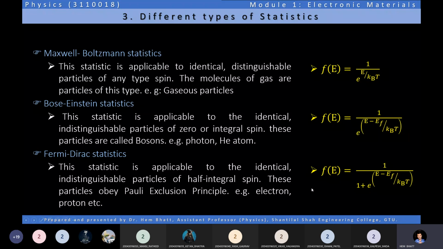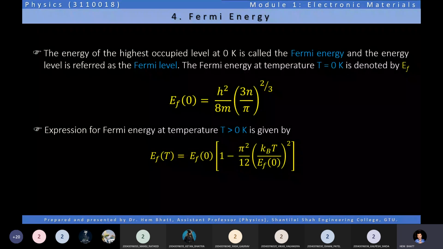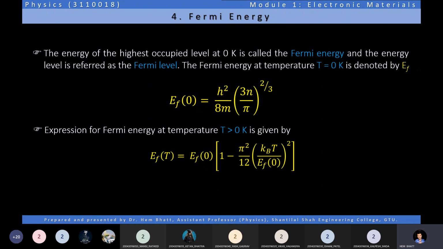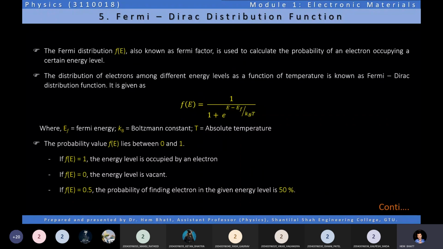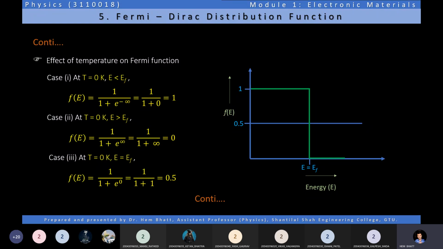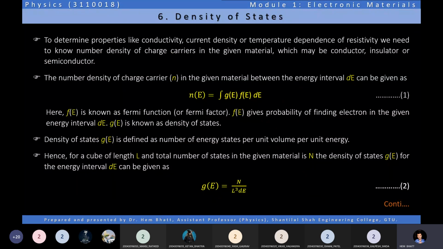There are 3 types of statistics, and the one useful for us is Fermi Dirac statistics. Before that, we saw the equation for Fermi energy separately at 0 Kelvin and non-0 Kelvin: how to find Fermi energy at 0 Kelvin, and how to determine it if the temperature is above 0 Kelvin. Then we had Fermi temperature and Fermi velocity. Then we discussed the Fermi factor or Fermi function, which gives probability. We discussed the nature of the Fermi function, and variation of the Fermi function with energy. And lastly, we derived the expression for density of states.